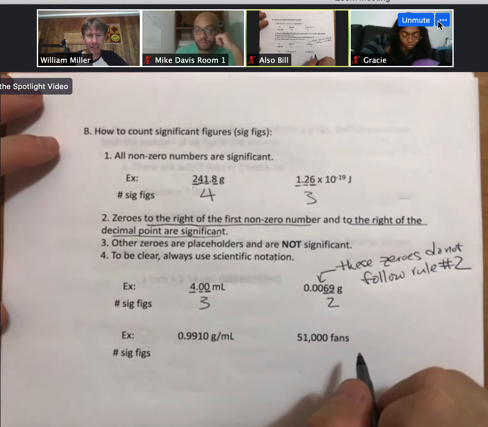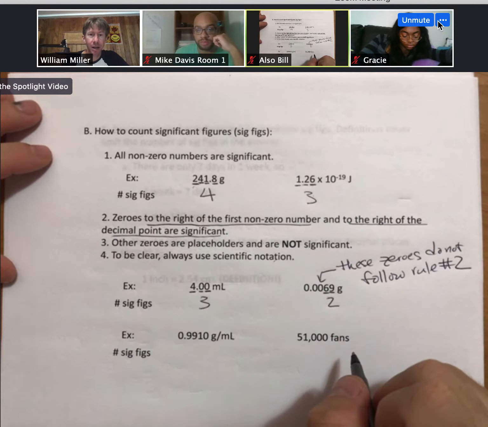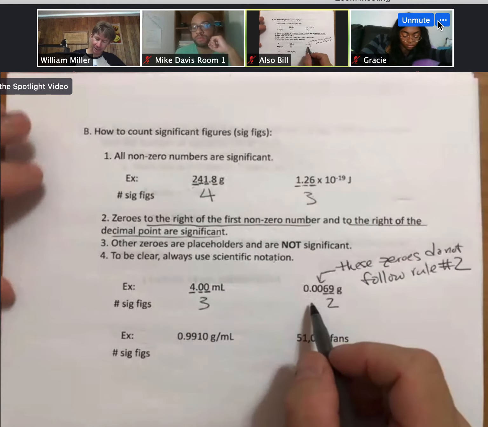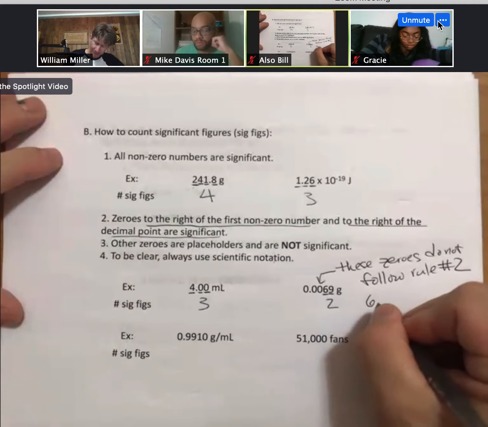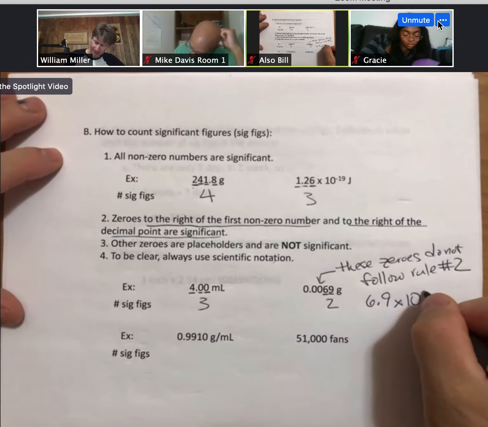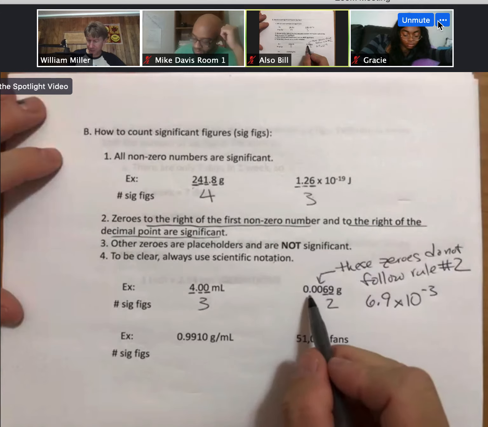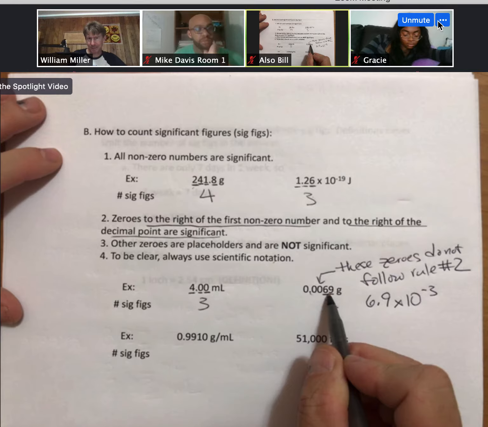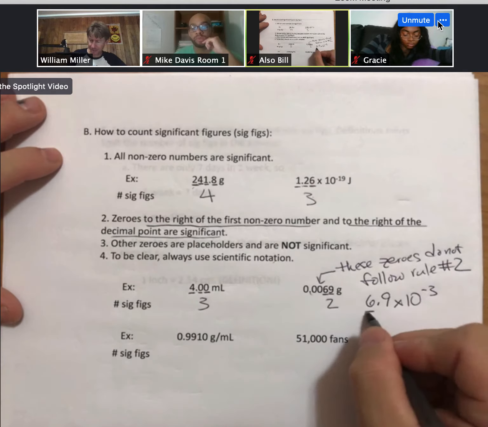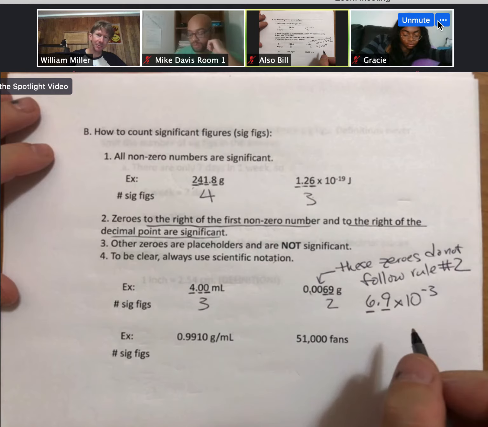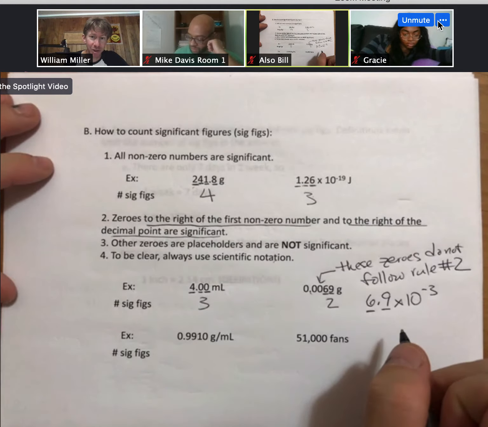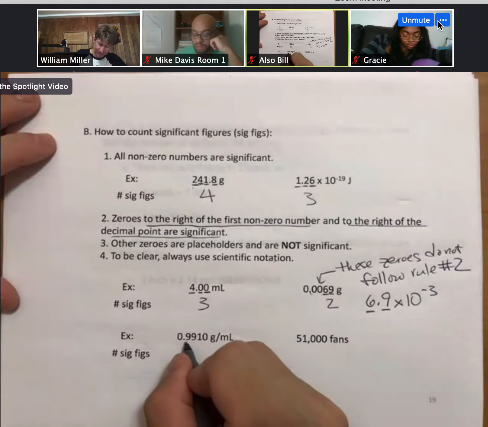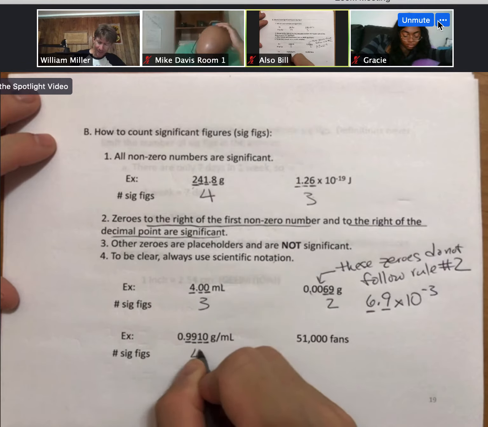And if I write this in scientific notation, these zeros are going to disappear. So let me write it in scientific notation. 6.9 times 10 to the minus 3, where the minus 3 comes from the fact that I'm moving it 1, 2, 3 decimal places. So see this now? Oh yes, very clear. Well, hopefully somewhat clear anyway. 2 significant figures. This number down here has 4 sig figs.